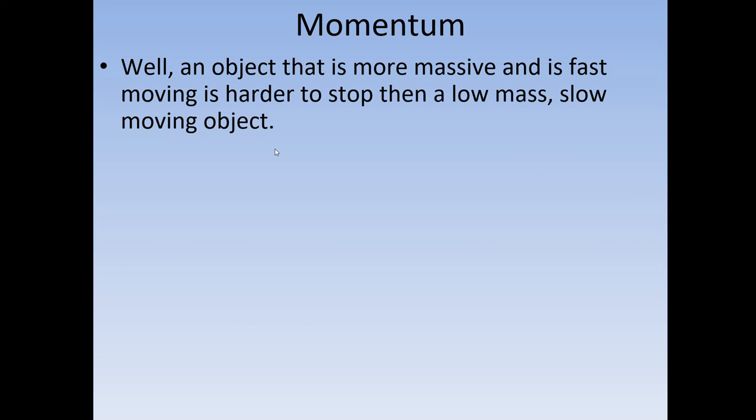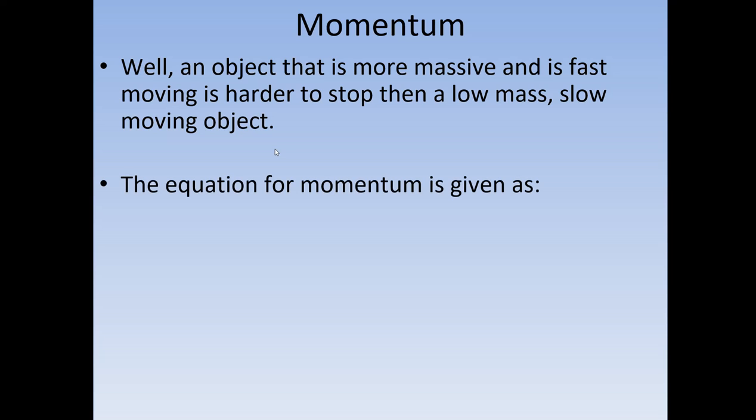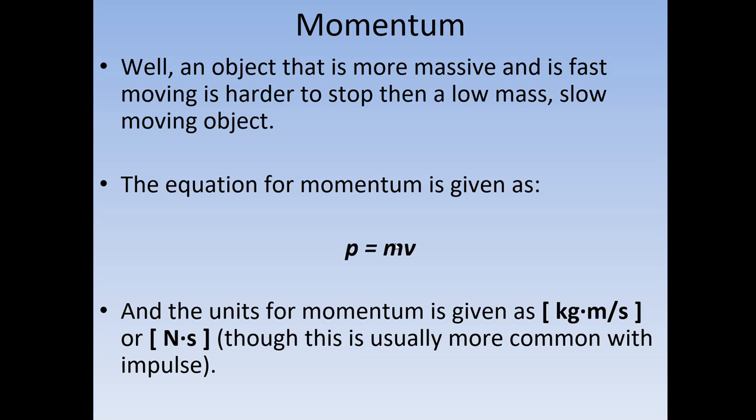As we said before, an object that's very massive and fast moving is something that would be harder to stop than something that has low mass or isn't moving as much. So the equation for momentum is given as p equals mv. This is the equation. p represents the momentum, m represents the mass, and v represents the velocity or speed.